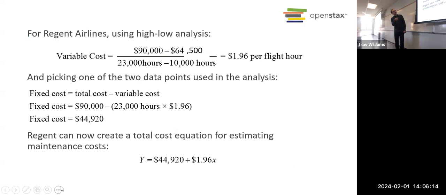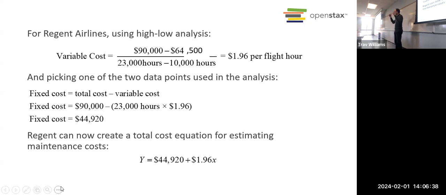And in this case, the high month had $90,000 of costs. The low month had $64,500 in costs, right? So we just subtract to get the difference. And the activity for February was 23,000 hours and May was 10,000 hours. So the difference is 13,000 hours, okay?